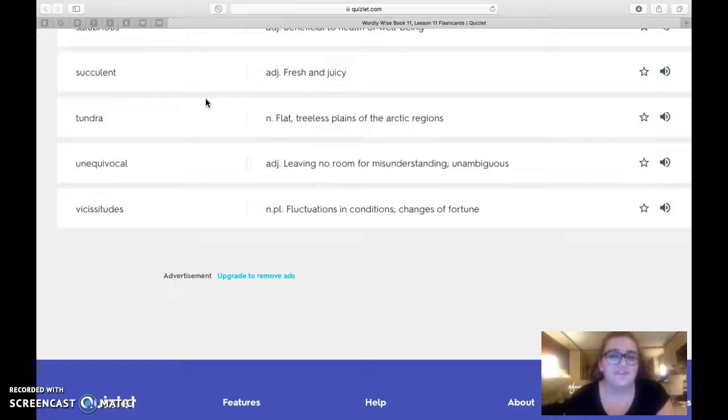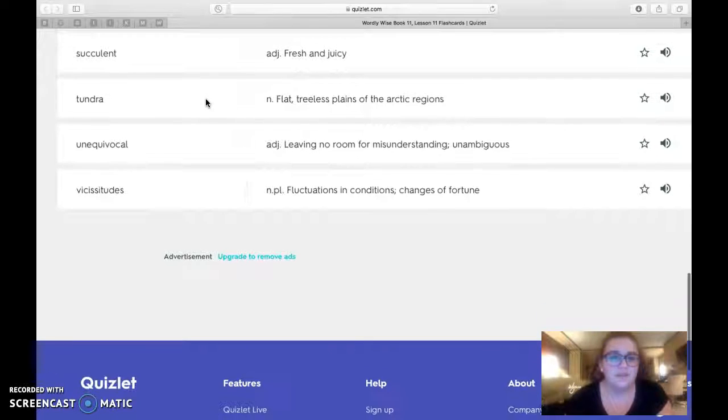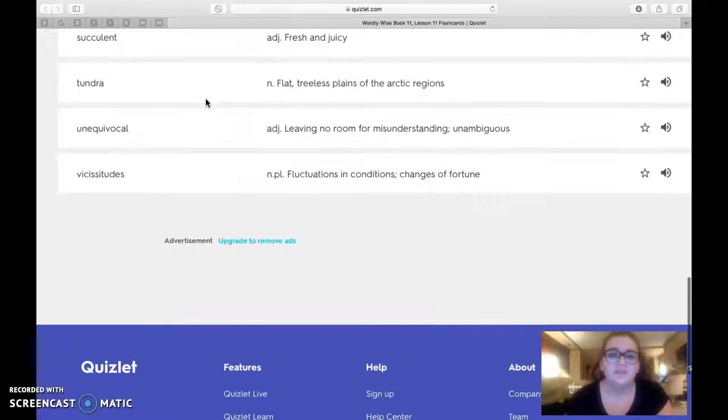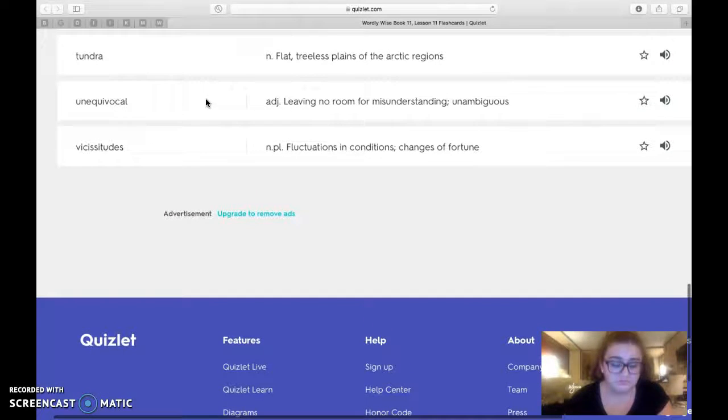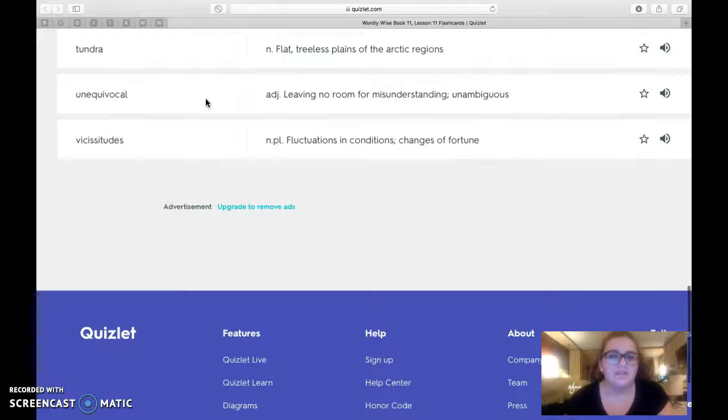Succulent. It's an adjective, and it means fresh and juicy. So the succulent fruit was delicious because it was fresh and it was juicy and just came from Fresno. The next word is tundra, and it means a flat, treeless plain of the Arctic region. So there are very few animals living in the tundra because the weather is too cold.